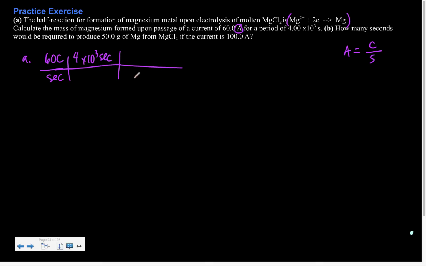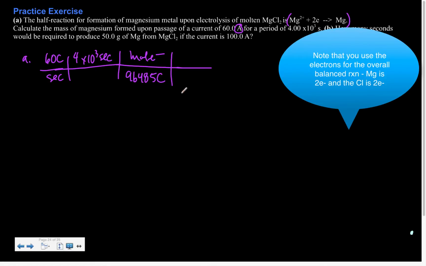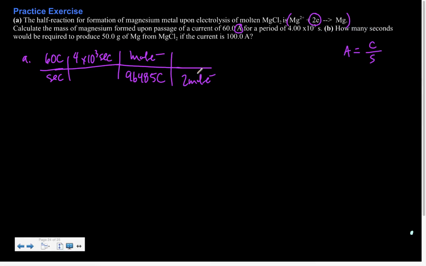Cross that out. Now, do we know of some constant that we could throw in here that would be useful that has to do with coulombs? Faraday's constant, right? That's the number of coulombs per mole of electrons. Now, over here, how many moles of electrons are being exchanged? They even told us that. So 2 moles of electrons, and if not, we could figure it out. We can figure out how many electrons are needed for magnesium's reduction.